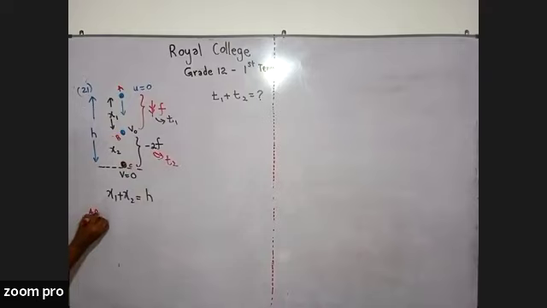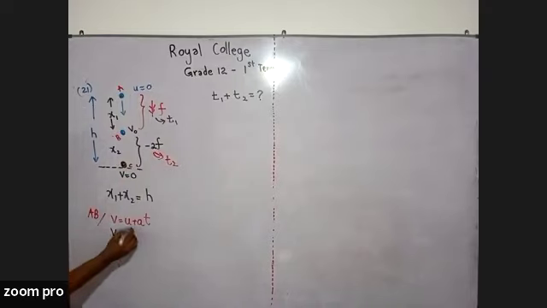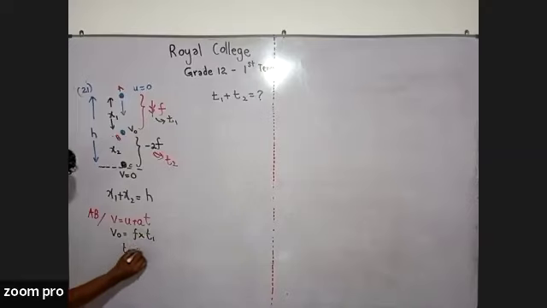Let's apply an equation from A to B. V equals U plus at. Same, V naught should be equal to 0 plus a, where a means F and t means t1. Guys, t1 means V naught over F, right?